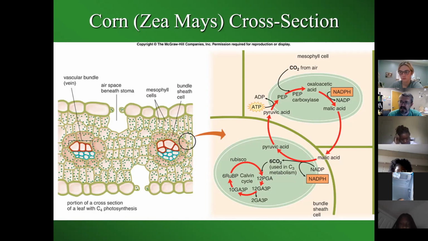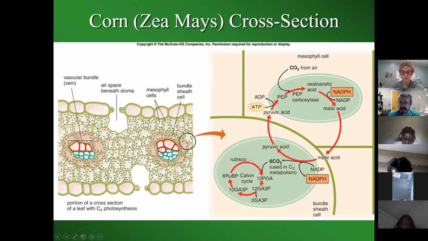Okay, the light independent, or better yet, Calvin-Benson cycle. So what happens is that carbon comes in through the stomata. That's what these little things down here are, and they can open and close. Carbon can come in, and then off to the right here, you can see that carbon gets turned into something called malic acid. Malic acid then gets sent to these bundle sheath cells, concentrating the carbon dioxide in these bundle sheath cells.